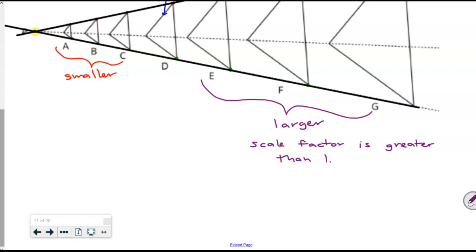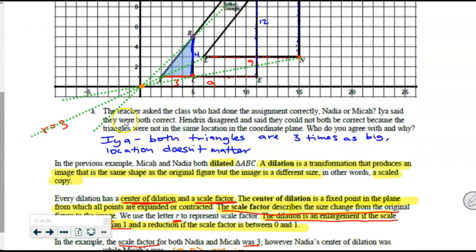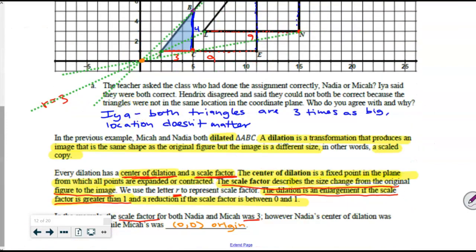Remember how it says we use R for scale factor? That's a lot of words. I'm a lazy mathematician, so I instead am going to say R, the scale factor, is greater than 1. Let's keep reading from yesterday's lesson. And it is a reduction if the scale factor is between 0 and 1.